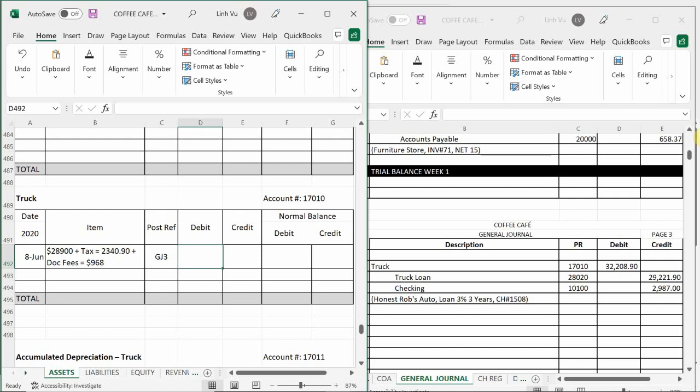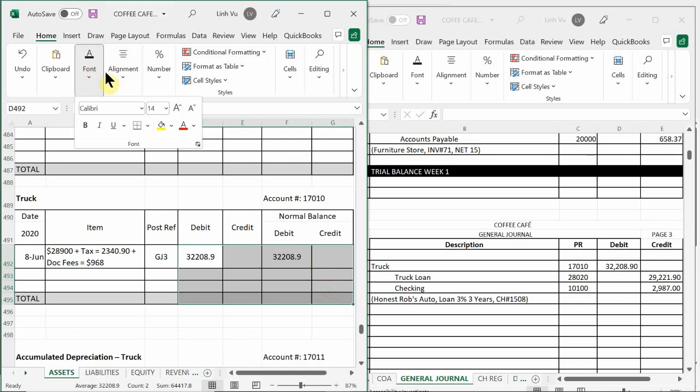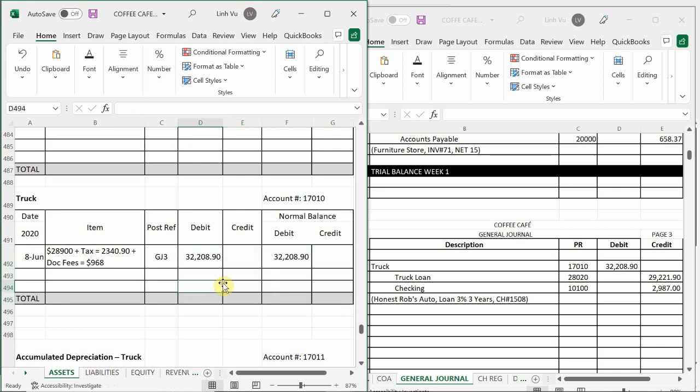Okay. Post reference is going to be page 3. We're going to debit this for $32,208.90. All right, and that's going to be on your debit side for your truck.